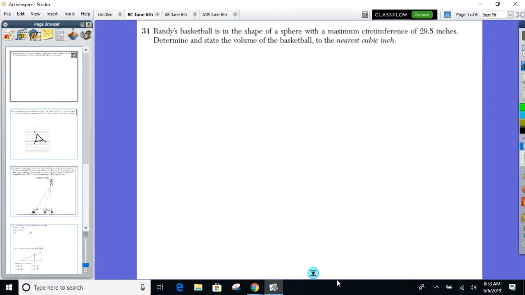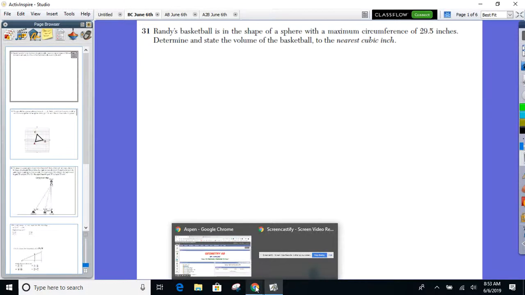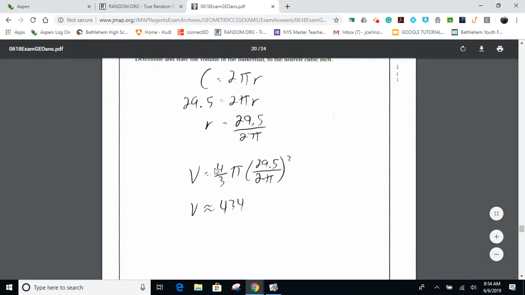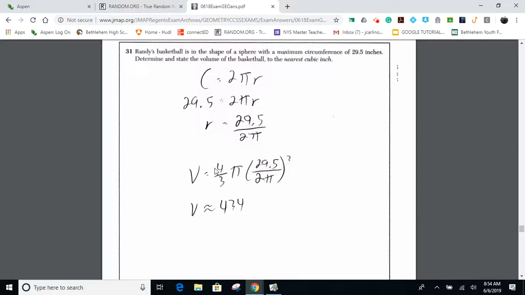So you guys did not know this was around, so let's just quickly go over the answers to last night's homework so you can check those and then maybe ask me any questions that you want. So here you go. Number 31 was 434 cubic inches. 434 cubic inches. And again, I'm not checking these. But on the other hand, don't come and whine to me.